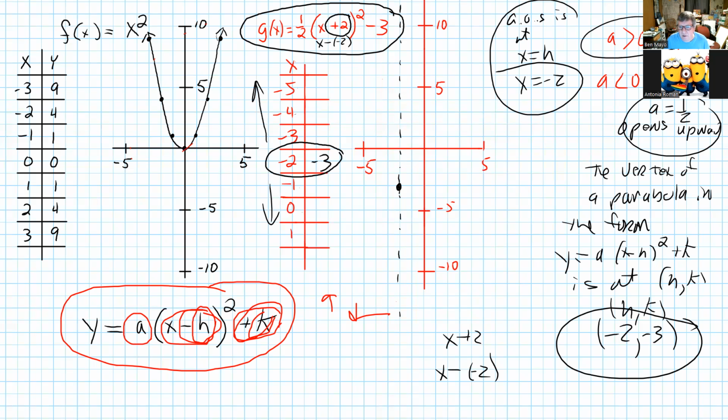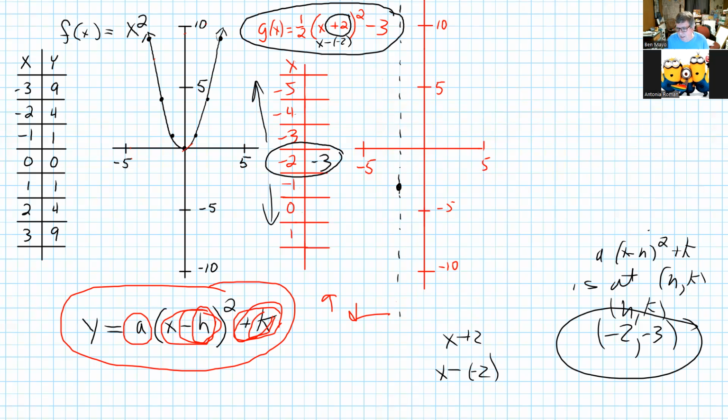All right, what I'm going to do now, I'm going to erase all this stuff because I need some room to do my calculations.